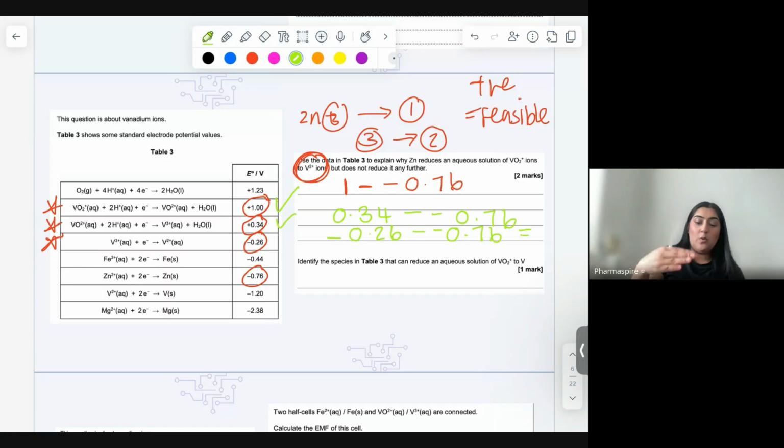So what does that actually mean? What was the point of doing that? We know that zinc can reduce all the way to V2+. It can do all of that. So we need to find where it won't be feasible. In this case, we've got 1 more vanadium thing here. Can you guys work out if that's feasible or not? What value do you get?